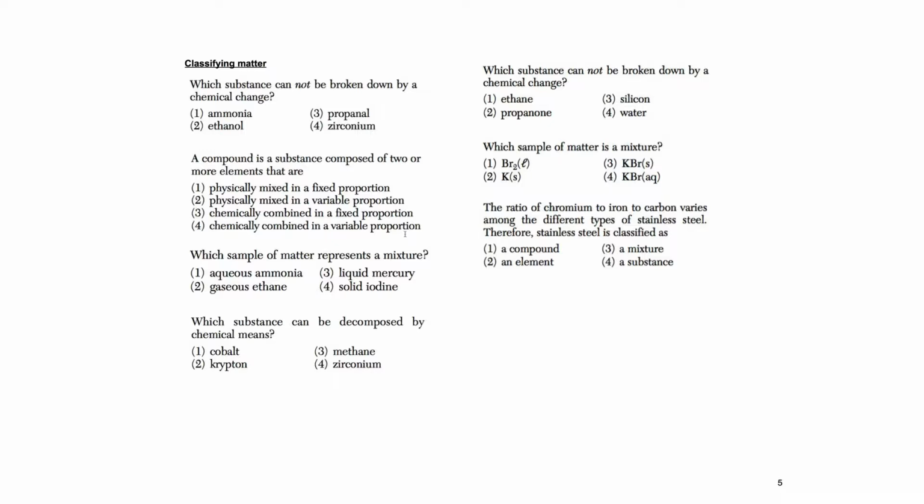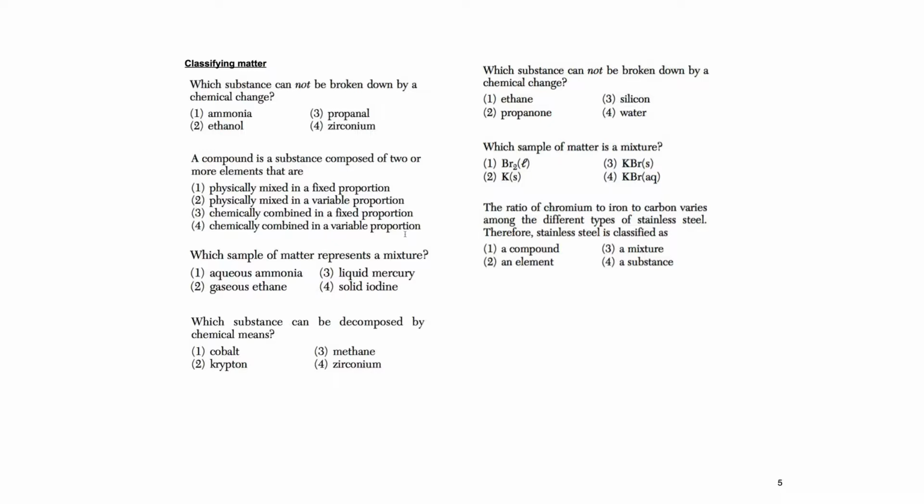Great. Which sample of matter represents a mixture? Now you're looking for 2 things together. So aqueous ammonia, you'll see the term aqueous a lot. Aqueous means water. So if you have aqueous ammonia, it's ammonia and water. That's a mixture. Decomposed by chemical means, same thing. You're looking this time for a compound. Which substance cannot be broken down? Same thing. Look for an element this time.